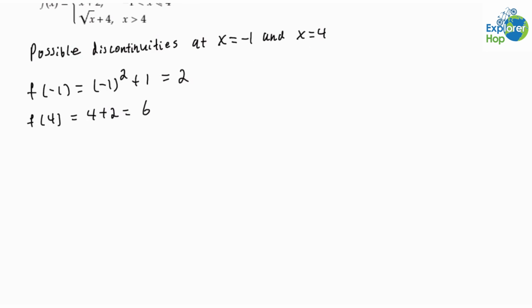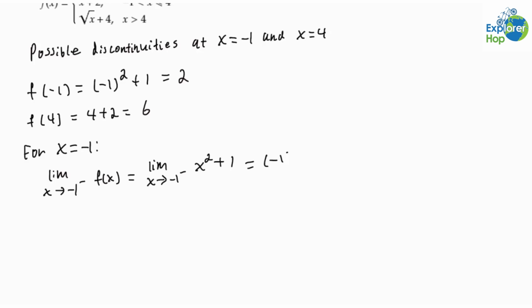So for x equals negative 1, the limit as x approaches negative 1 from the left in the function f of x is equal to the limit as x approaches negative 1 from the left in the function x squared plus 1, which is equal to negative 1 squared plus 1, which is equal to 2.